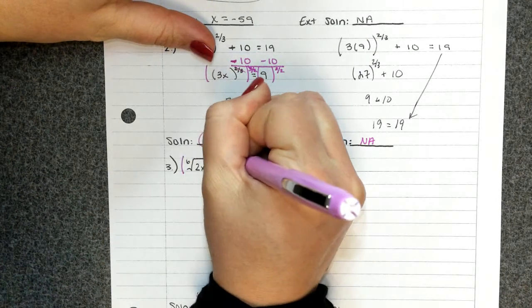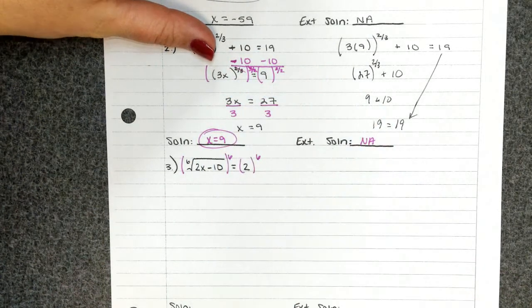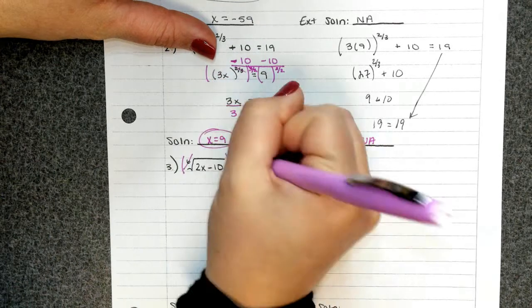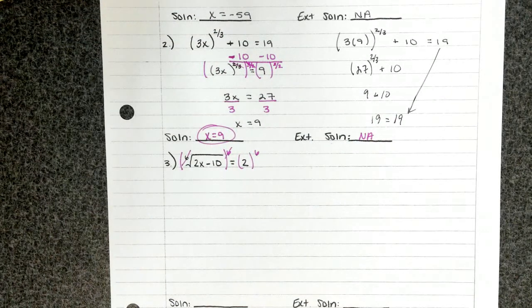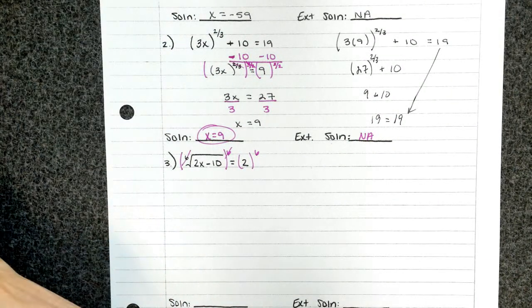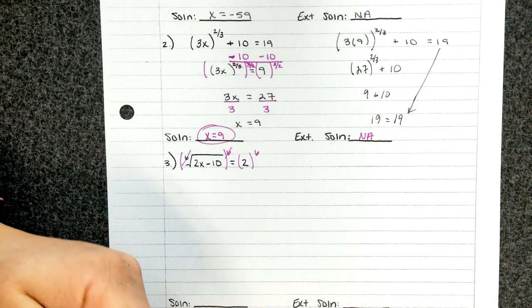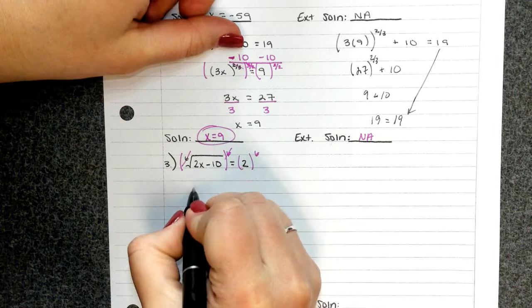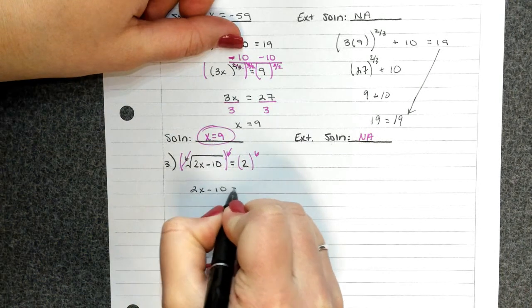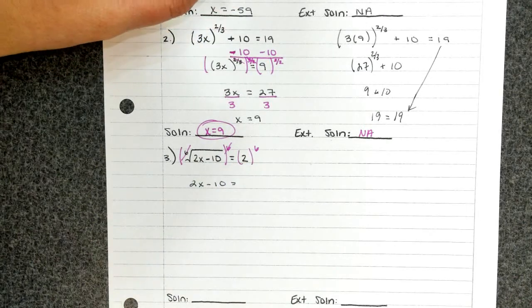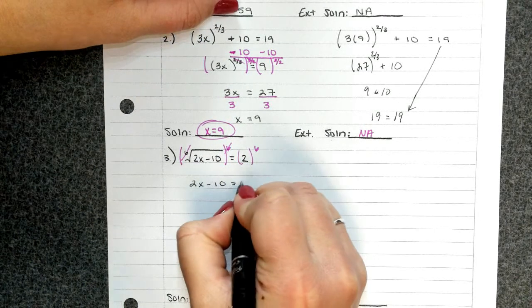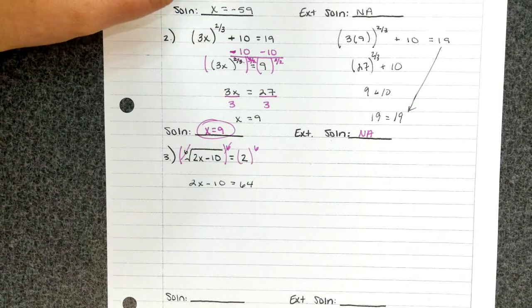The 6th power. So when we raise it to the 6th power, a 6th root and a 6th power undo each other. Okay? So the left side then is what? 2x. What's the right side going to be? What is 2 to the 6th power? 64. Thank you. Okay.